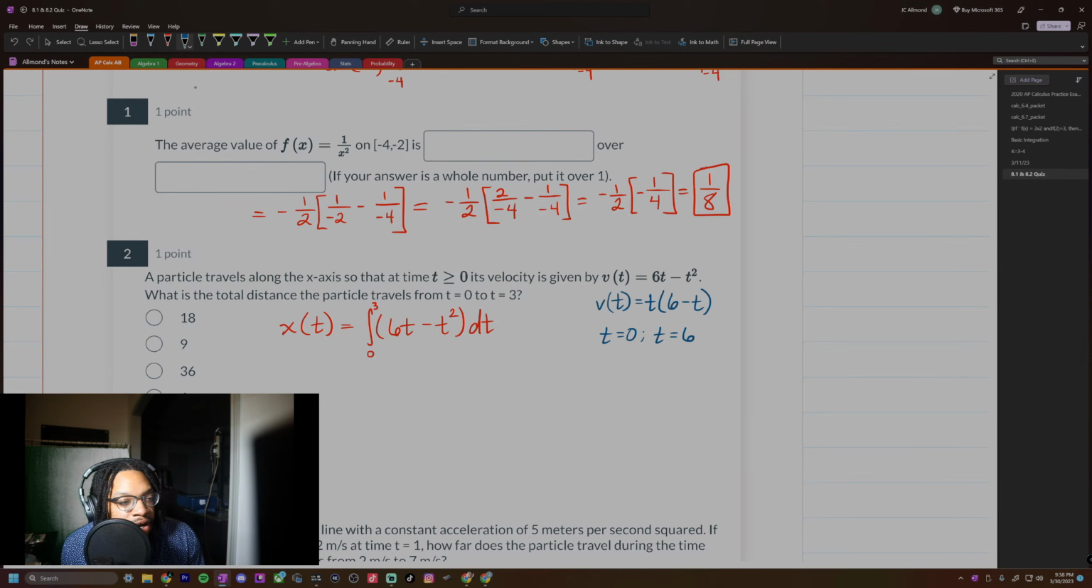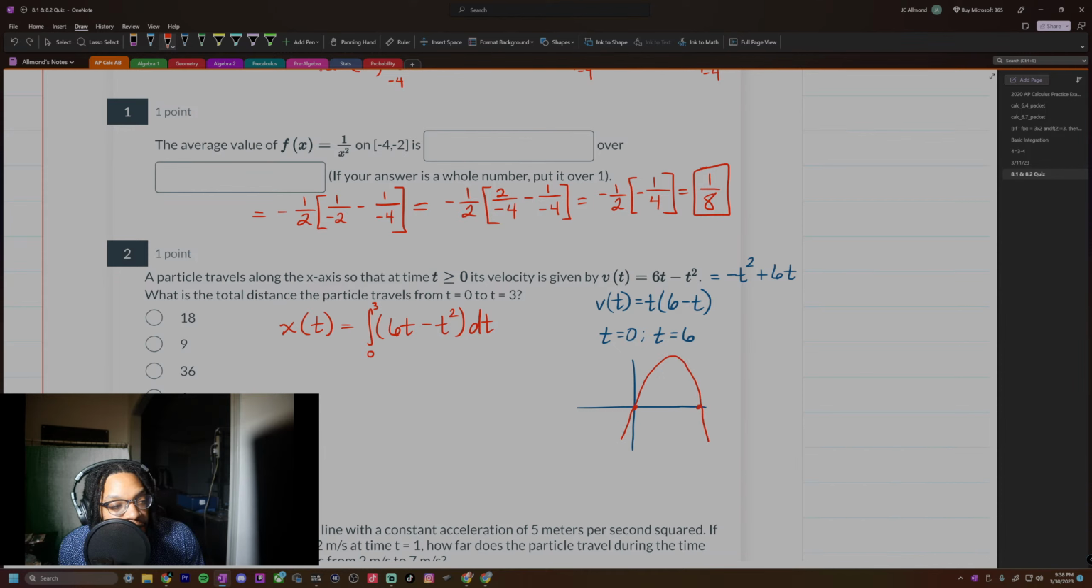And then since my leading coefficient is negative, hopefully y'all see that I can write this like negative t squared plus 6t. So I know that I'm going to be concave down. My graph is going to be concave down and my roots are going to be here and here, 0 and 6. And so the only way that can happen is if I'm like this.